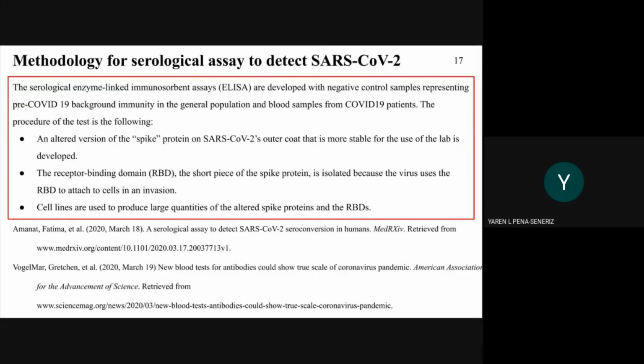Second off, the receptor binding domain, also known as RBD, which is the short piece of the spike protein, is isolated because the virus uses the RBDs to attach to all the cells in invasions. And ultimately, cell lines are used to produce large quantities of the altered spike proteins and the RBDs. The molecules provide the base of the test, in which the antibodies in a sample of blood trigger a color change when they recognize the RBDs or the spike proteins on the SARS-CoV-2. Next slide, please.